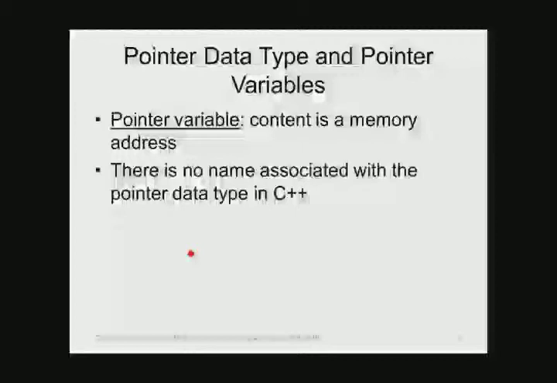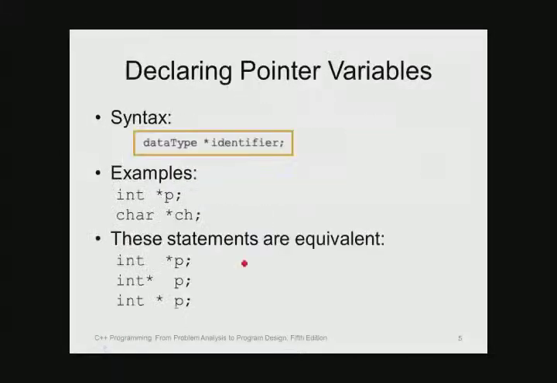So what is a pointer? A pointer variable is a variable that basically holds a memory address location. Okay, there is no name associated with a pointer data type, and therefore when we declare our pointers, we declare them with the data type of the memory address that the pointer will point to. So for instance, if identifier points to a memory address that can hold integers, then that's the data type we will use for our pointer.